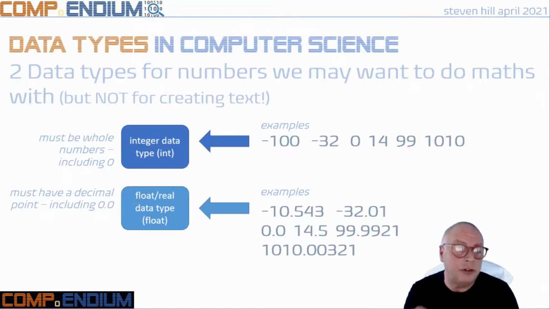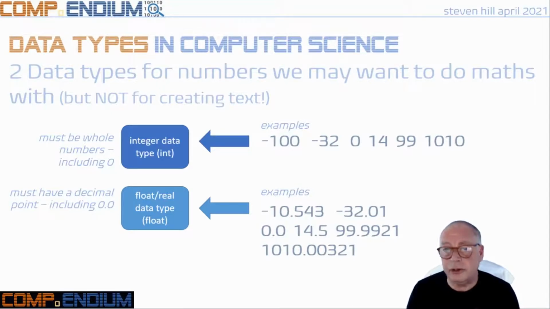And in fact, the word integer means the same thing in computer science as it does in maths: whole numbers without a fractional component. That basically means they don't have decimal points. So whenever you see a whole number without a decimal point, we would represent that or associate it with the integer data type in computer science.